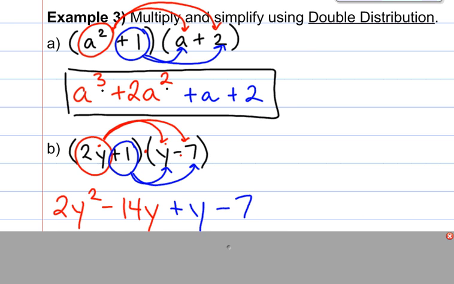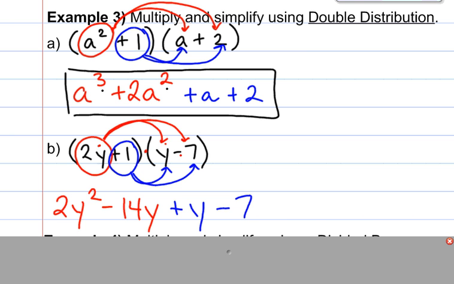Now, if you look here, these actually do have like terms. So you have -14y plus 1y, so those are going to simplify. So this whole thing will complete down to 2y squared, -14 plus 1 is -13y, minus 7, and that is my final answer.